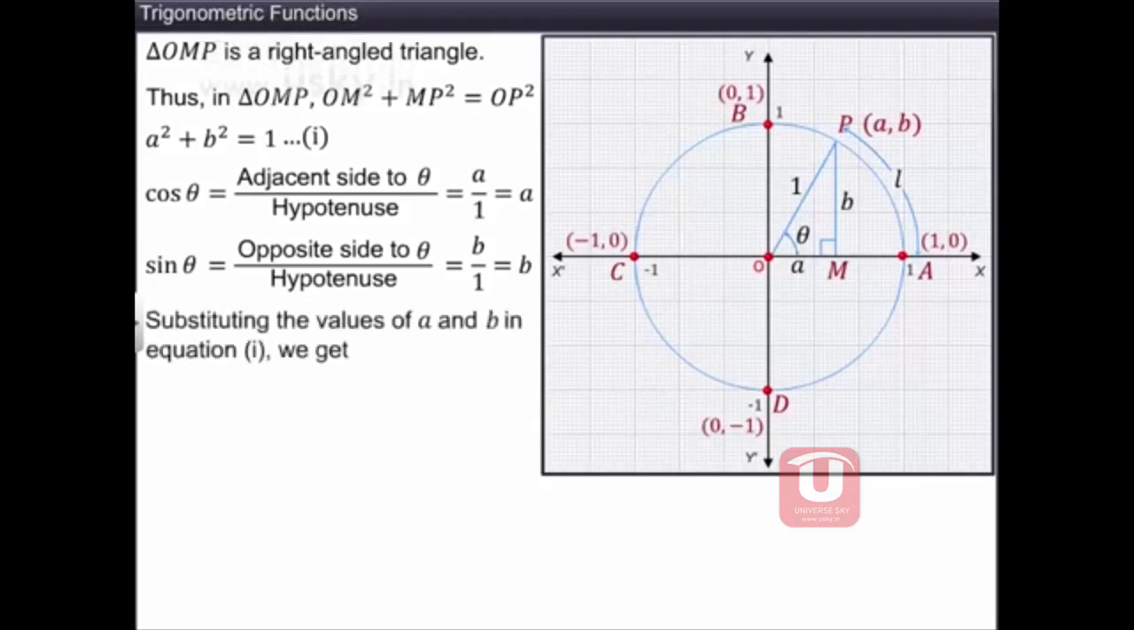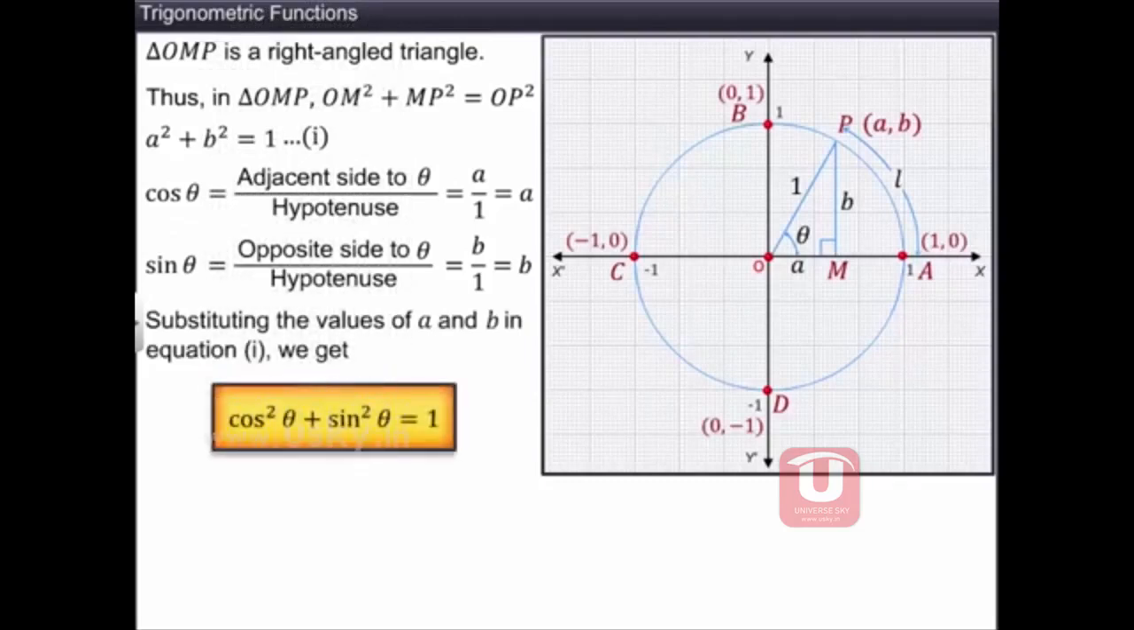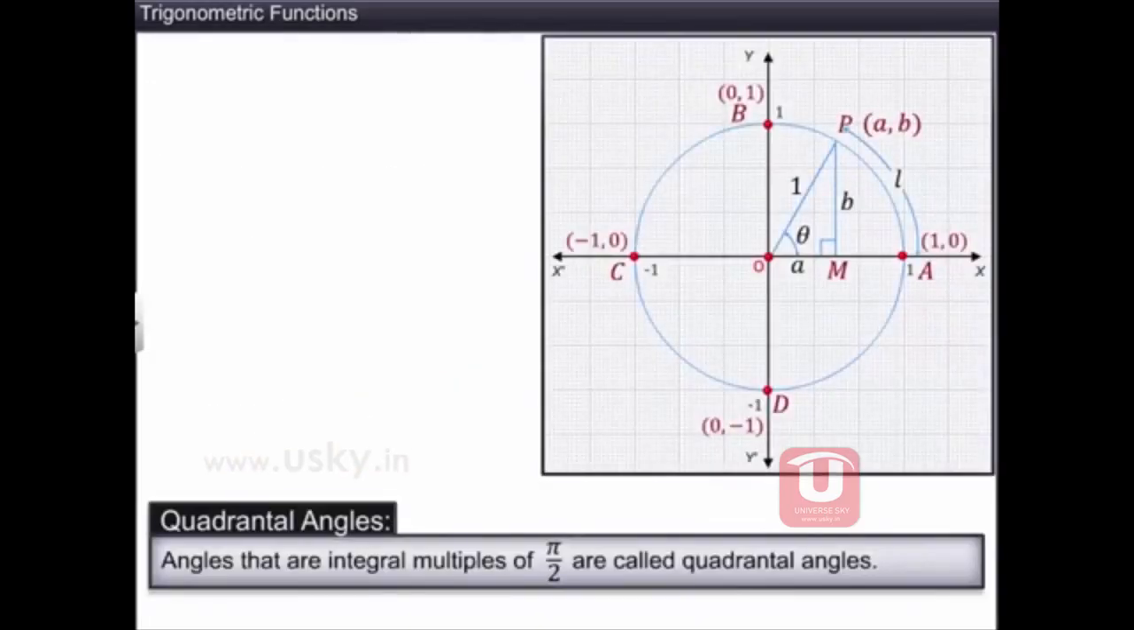In equation 1, substituting the values of A and B, we get cos square theta plus sin square theta is equal to 1. This shows a relation between the sine and the cosine functions for any real theta, which is a very important result in trigonometry. Angles that are integral multiples of pi by 2 are called quadrantal angles. Let us find the values of sin theta and cos theta when theta is a quadrantal angle.